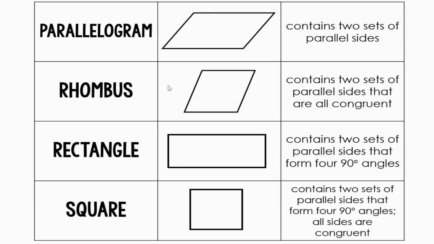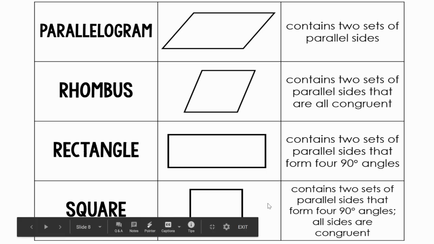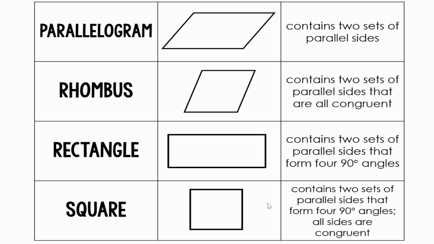We have a rhombus, which contains 2 sets of parallel sides that are congruent, meaning they're equal in length. A rectangle contains 2 sets of parallel sides that form 4 90-degree angles. That's the difference between a rectangle and a polygon. They have square angles. And a square contains 2 sets of parallel sides that form 4 90-degree angles, and all sides are congruent or equal. That's why it's called a square.